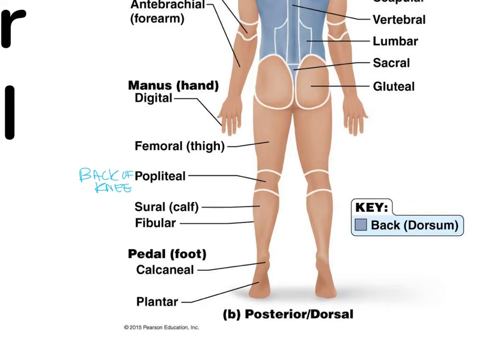So behind your knee is the popliteal. And then we have your sural, which is your calf. And fibular, we already went through. That's the outer edge of your lower leg. And then now on this side of the foot, we have the calcaneal, which is your heel, and then the plantar, which is the sole of your foot.